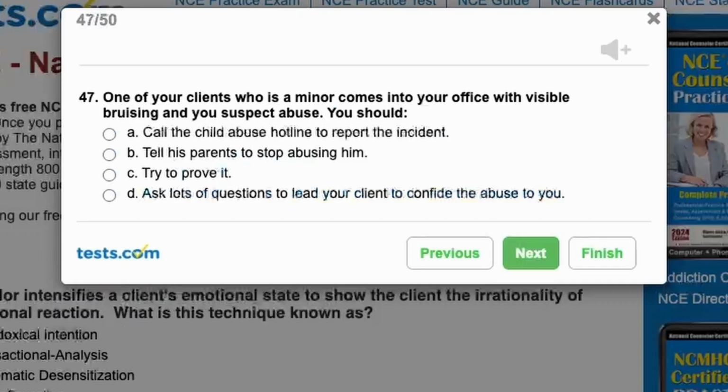One of your clients who is a minor comes into your office with visible bruising and you suspect abuse. You should A. Call the child abuse hotline to report the incident. B. Tell his parents to stop abusing him. C. Try to prove it. Or D. Ask lots of questions to lead your client to confide the abuse to you.